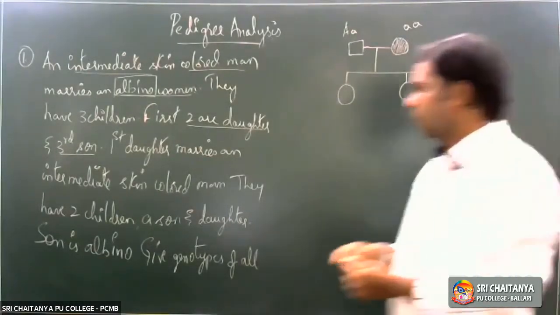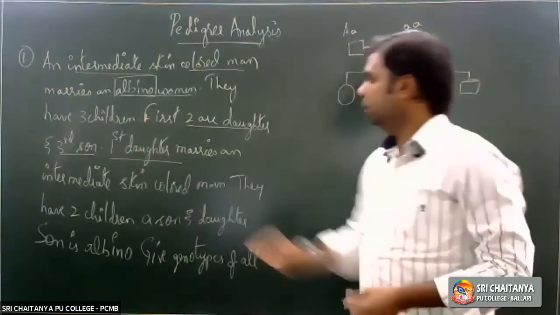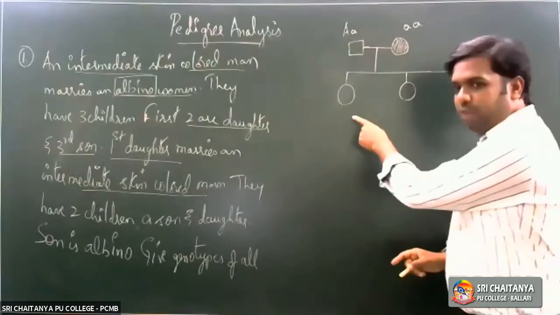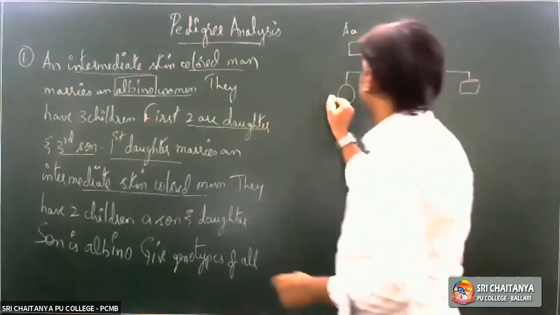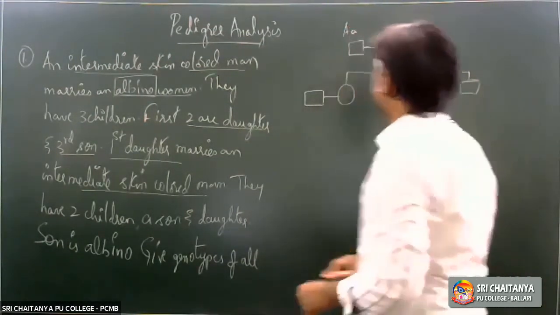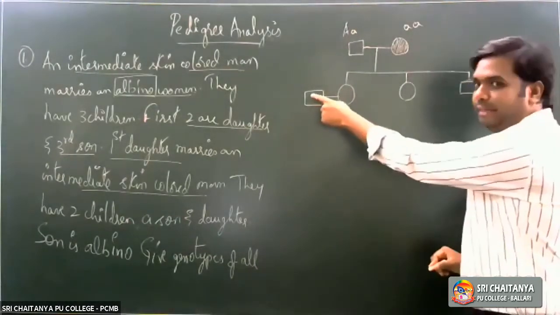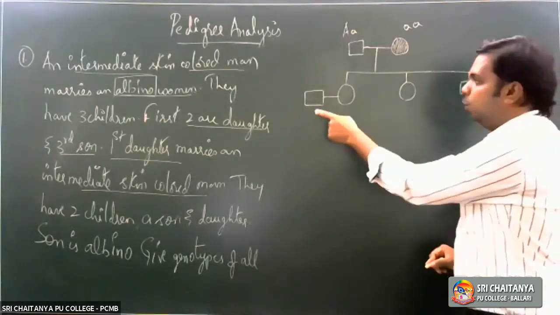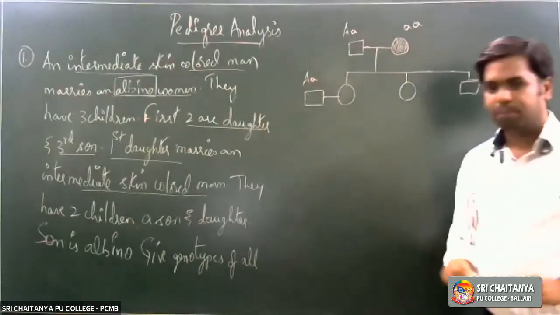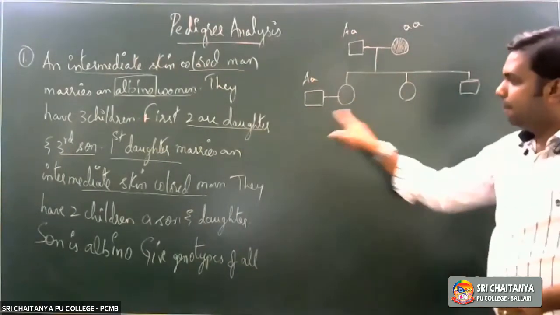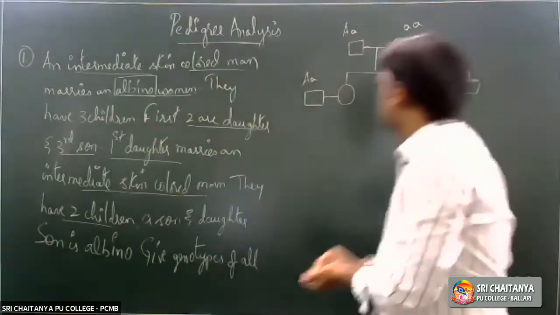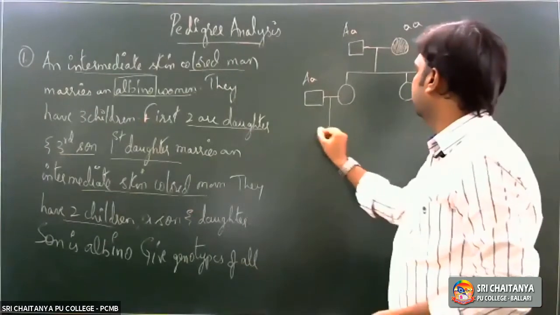So let us continue now. The first daughter marries an intermediate skin colored man, right? So the first daughter is marrying an intermediate skin colored man. Now, since this is intermediate skin color, we know that it is capital A and small a. Right. So once they are married, they again have two children here.